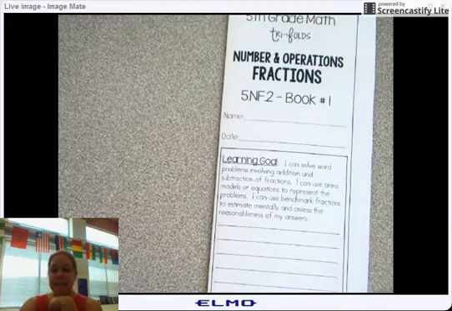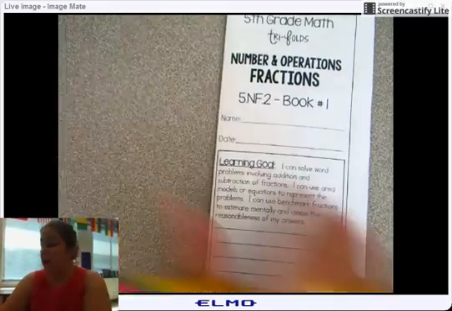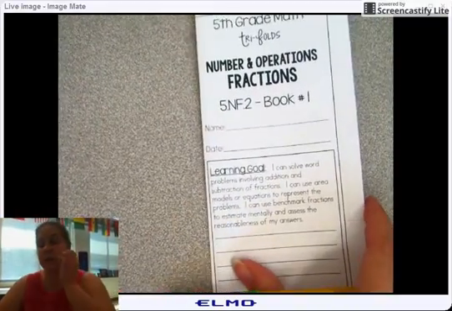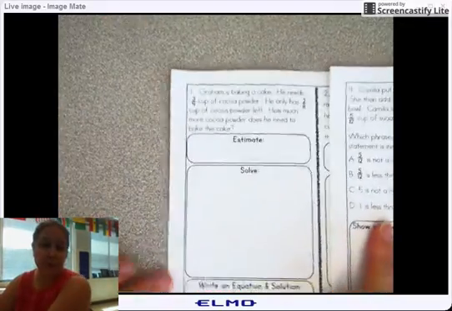Hi guys, it's me. We're here to do NF2 now. And NF2 is just adding and subtracting with word problems. So we're going to start off by opening it up.